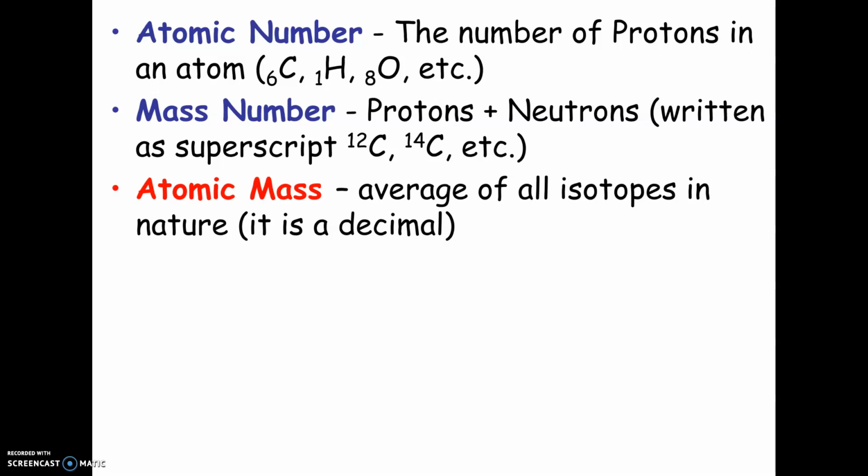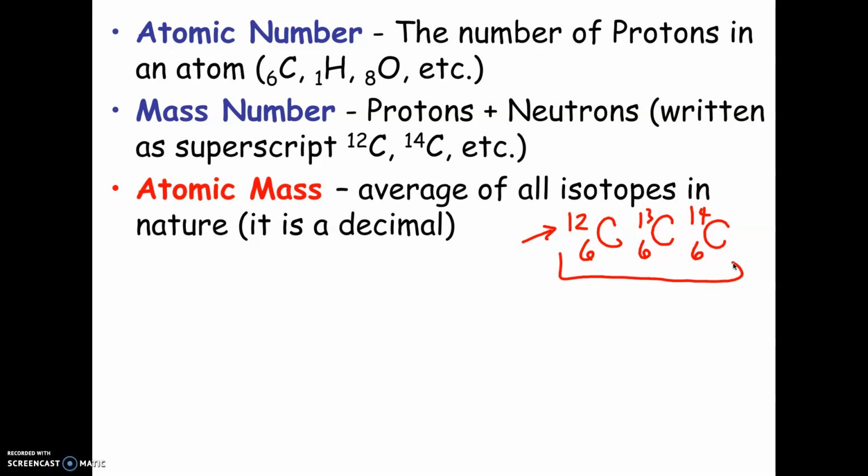They both have mass, so be careful. Mass number is a whole number. Atomic mass is a decimal. Atomic mass is the average of all the isotopes in nature that exist of an atom. In other words, all the different atoms with different numbers of neutrons. So, for example, carbon, there's a carbon 12 that's written like this. There's a carbon 13, and there's a carbon 14. These are all what we call isotopes, which is going to come up on the next slide, of carbon.